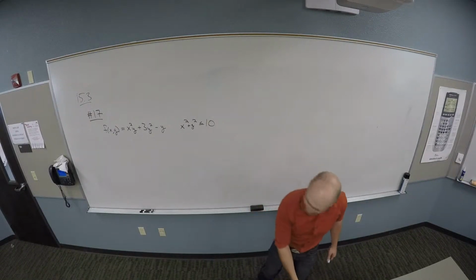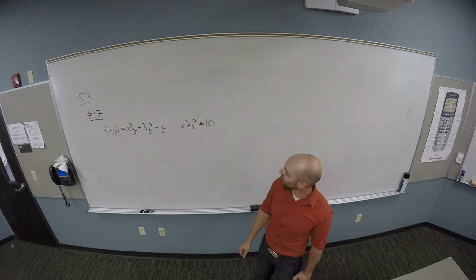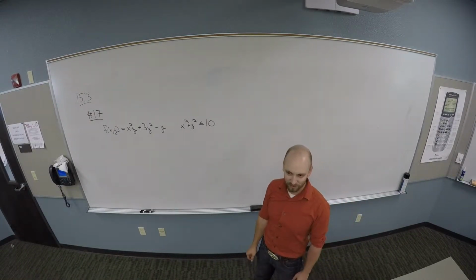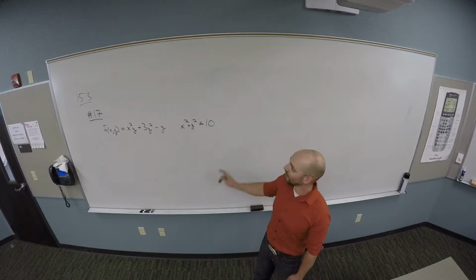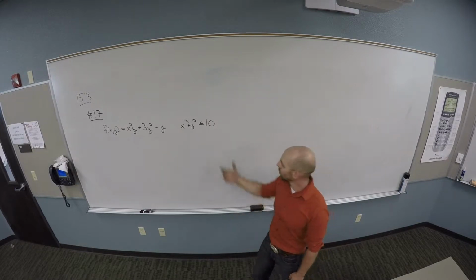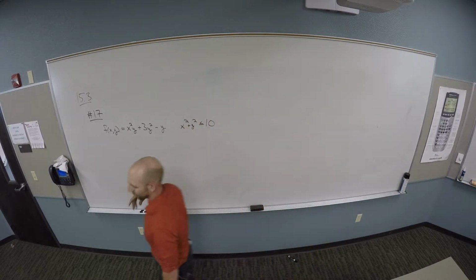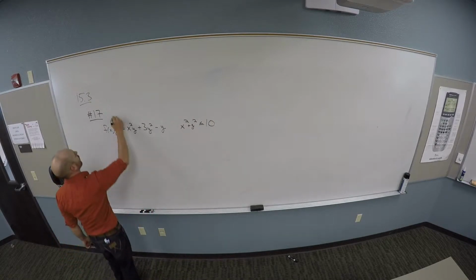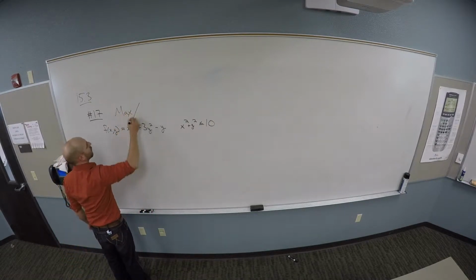All right, so we want to do one Lagrange problem out of 15.3, number 17. So what are we supposed to do? What did they tell us? Find the maximum and minimum values of a function within the constraint.